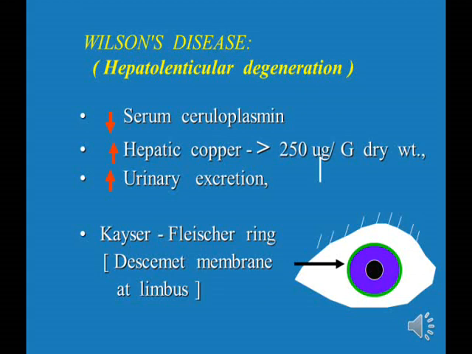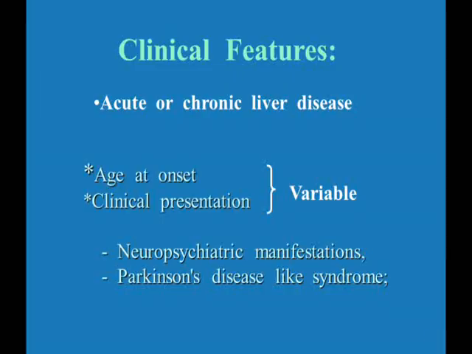When there is excessive accumulation of this toxic copper in the descemet membrane of the limbus, these greenish brown deposits are seen in the descemet membrane. Clinically, the patient usually presents with acute or chronic liver disease, and age at onset and clinical presentation might vary. In Wilson disease patients, there is bilateral degeneration of the basal ganglia of the brain, so the patient might present with neuropsychiatric manifestations and a Parkinson's disease-like syndrome.